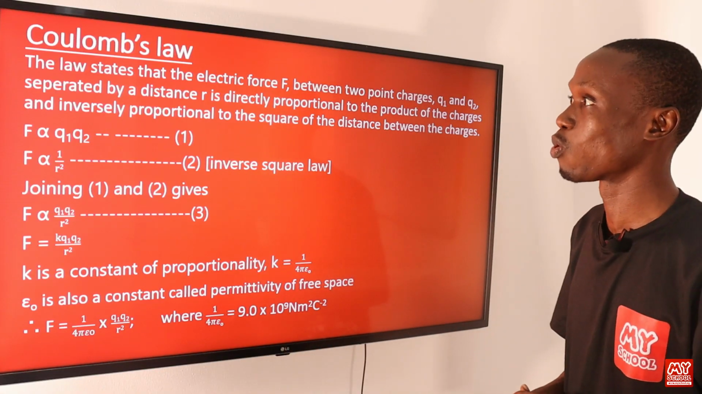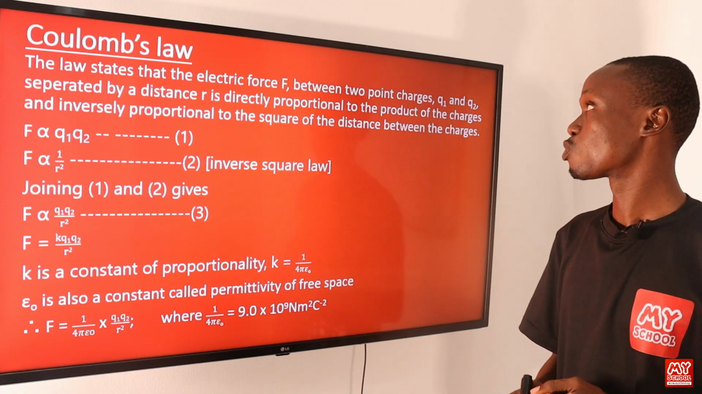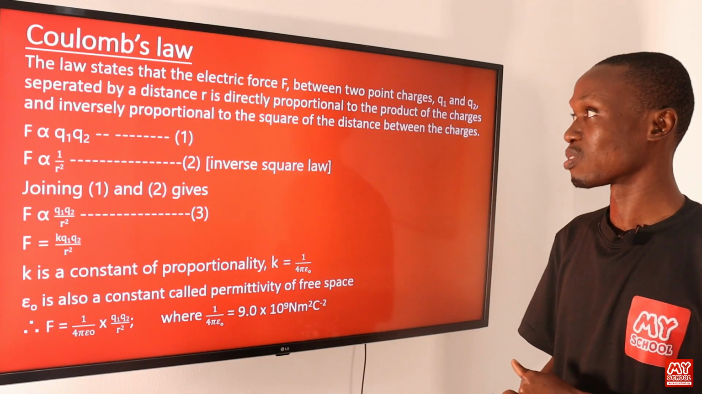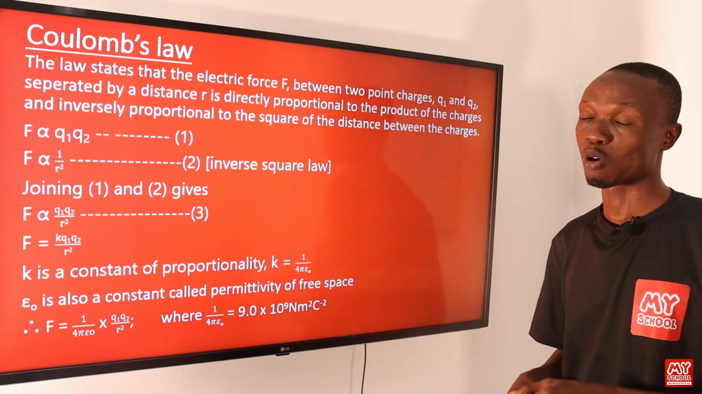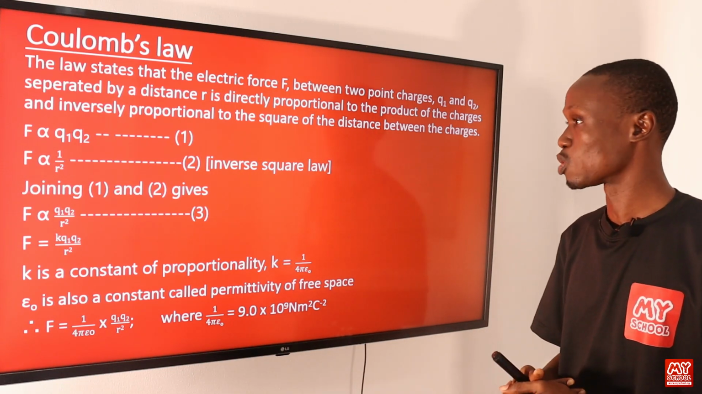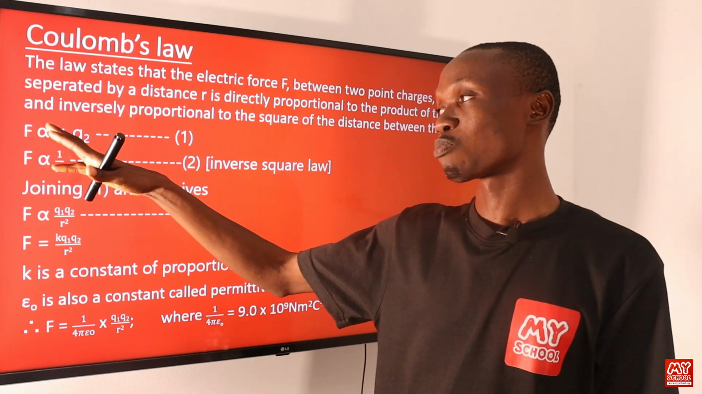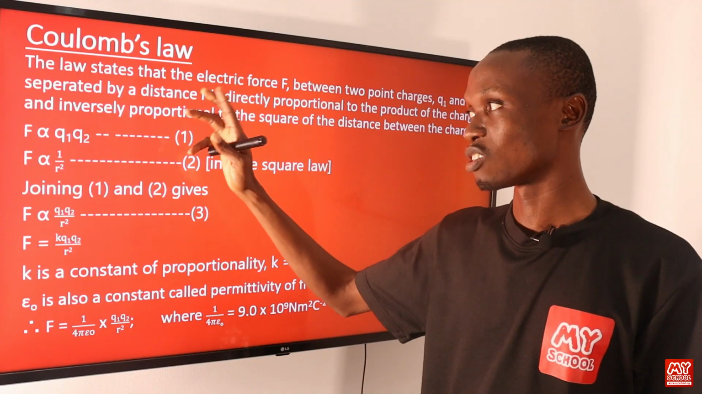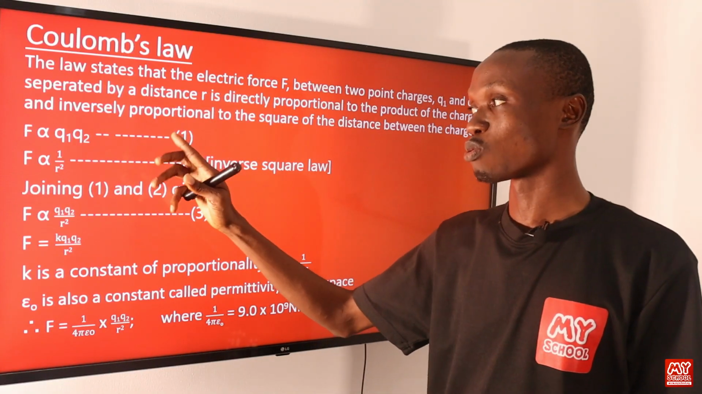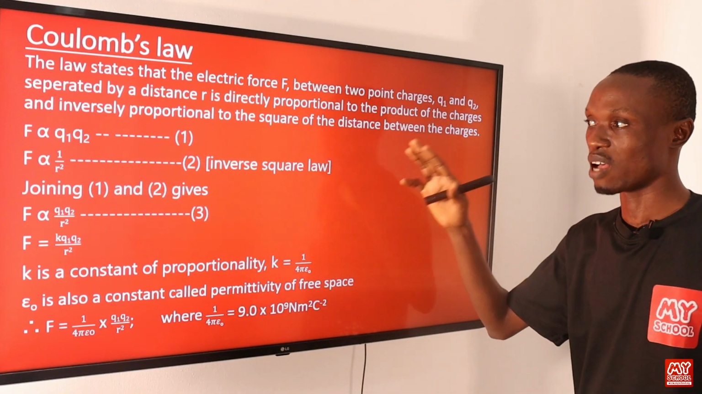So let's kick off with Coulomb's law. Coulomb's law states that the electric force F between 2 point charges Q1 and Q2 separated by a distance R is directly proportional to the product of the charges and inversely proportional to the square of the distance between the charges. So mathematically, F is directly proportional to Q1 and Q2, and also F is inversely proportional to the square of R. And this is referred to as the inverse square law.